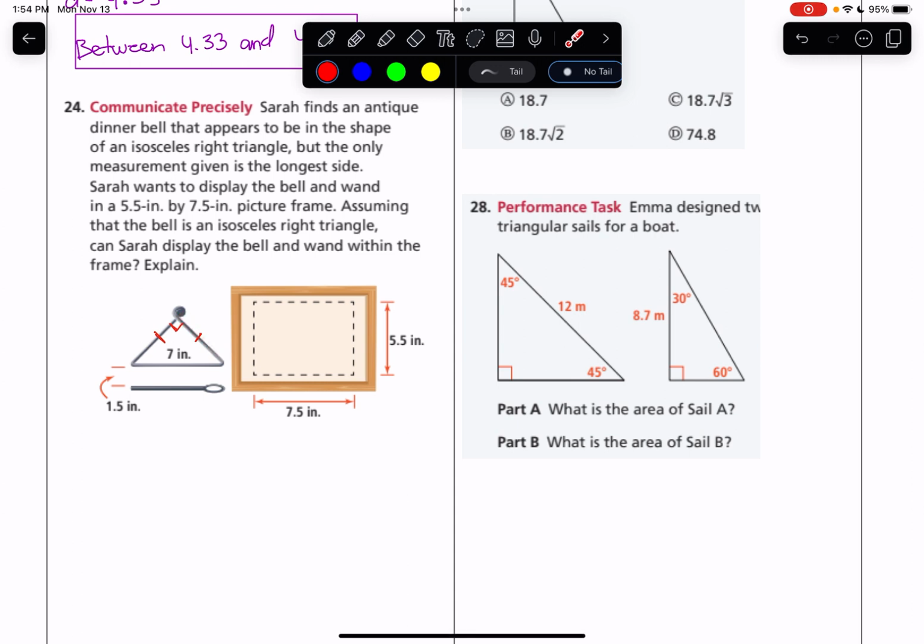You can use algebra. You can use the idea that since this is an isosceles right triangle, I could put a dividing line down the middle, and that dividing line would create another isosceles right triangle because of similar triangles. And that base, which is 7, could be split into 3.5 and 3.5. And if there's a right triangle with its short sides of 3.5 and 3.5, then its hypotenuse, which happens to be the slanty side of the dinner bell, is 3.5 root 2.